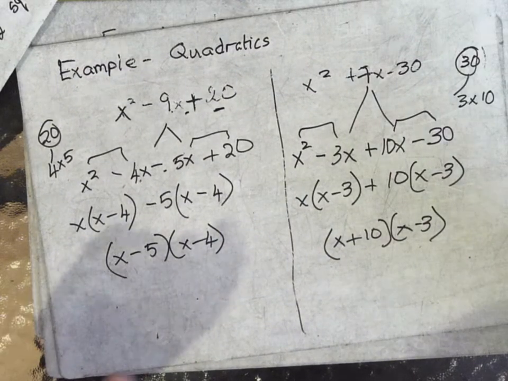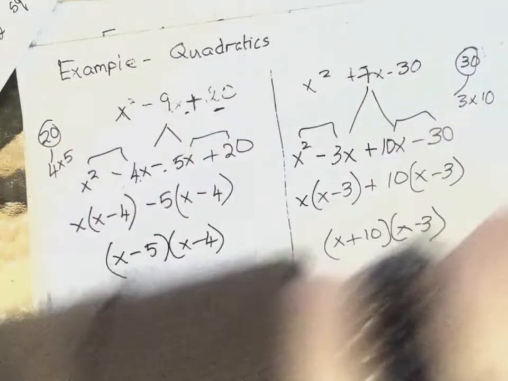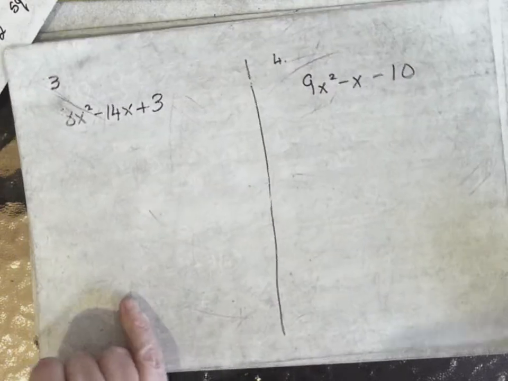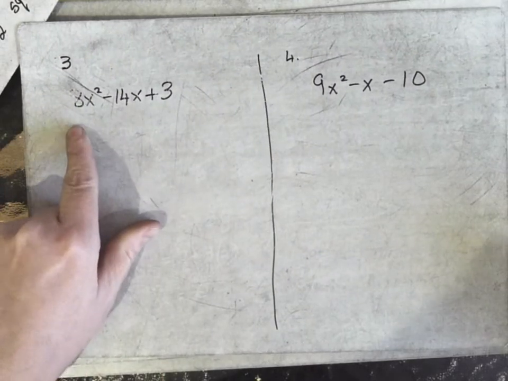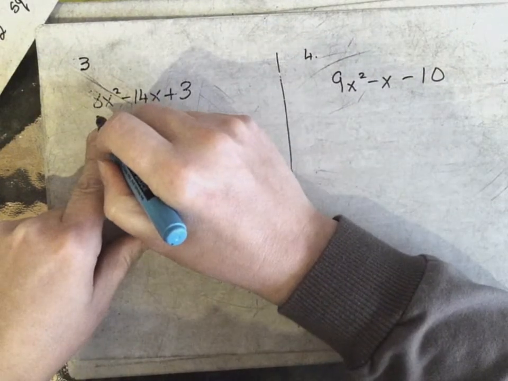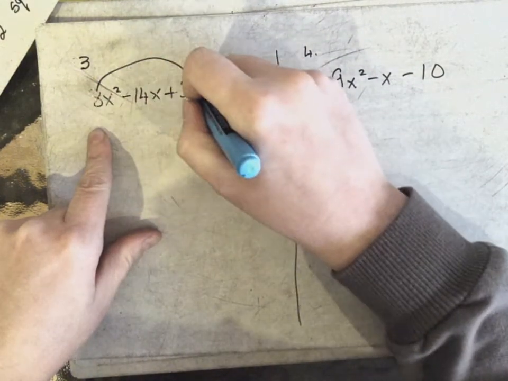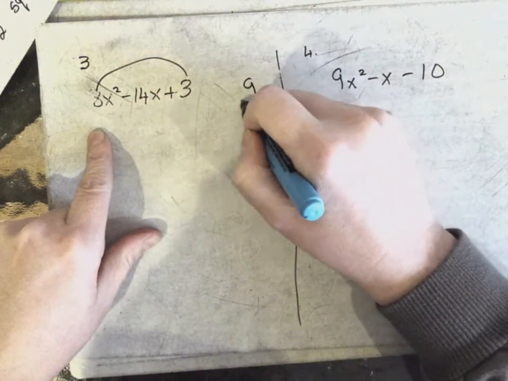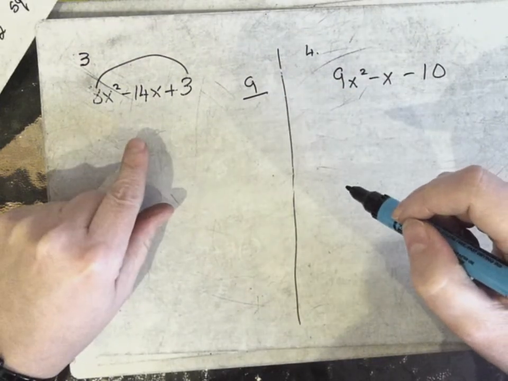Okay, so what you do when the coefficient in front of the x squared is not a 1. Example here, the coefficient of x squared is a 3. So what we have to do is multiply 3 by 3 gives me 9. So it's actually 9 I'm factorizing.